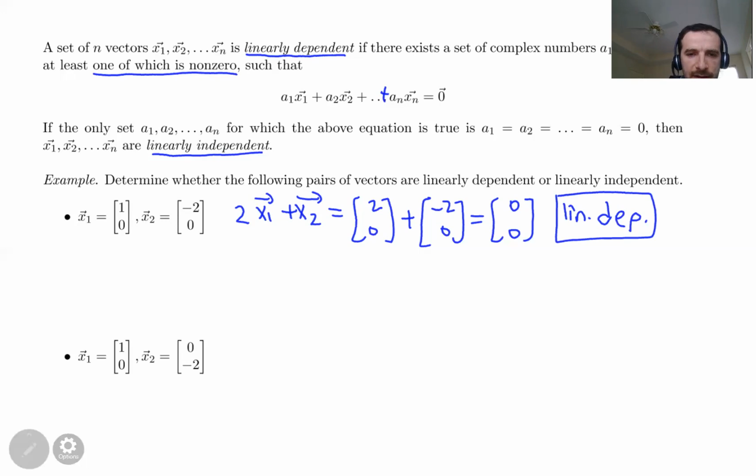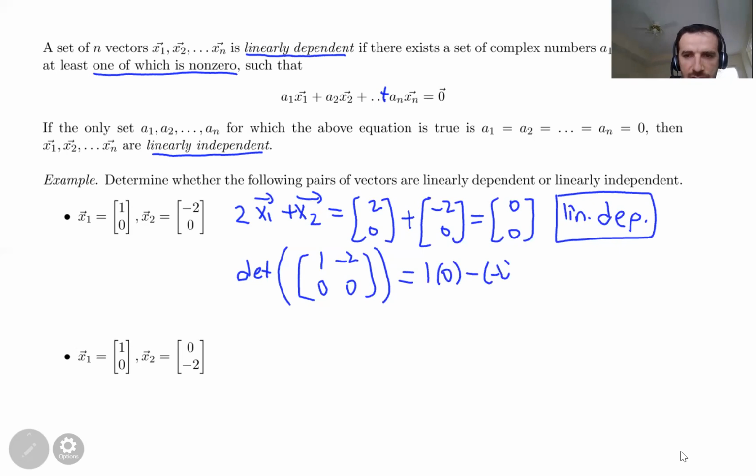By the way, I can look at the determinant of the matrix obtained by these columns, okay? 1, 0, negative 2, 0. If the determinant is 0, it's also linearly dependent, okay? And if you look at here, determinant is 1 times 0 minus negative 2 times 0. So it is 0. So having determinant equal to 0 also shows that they are linearly dependent, all right?